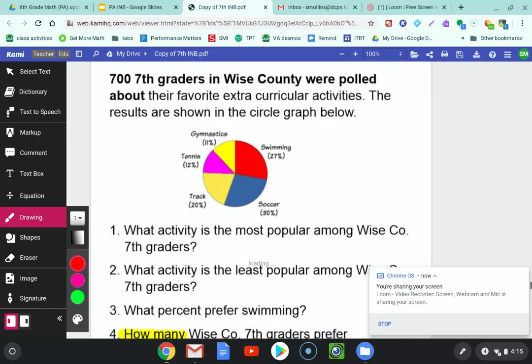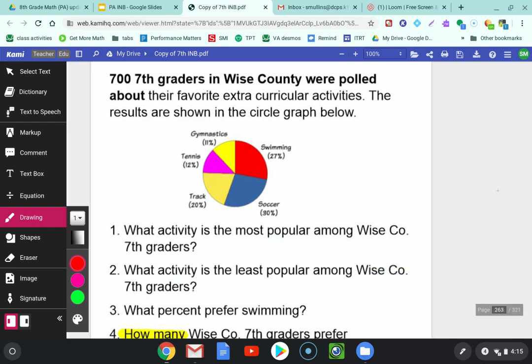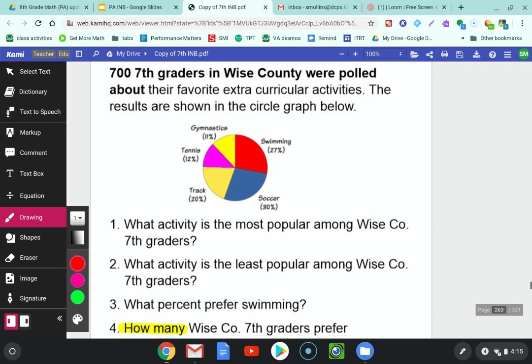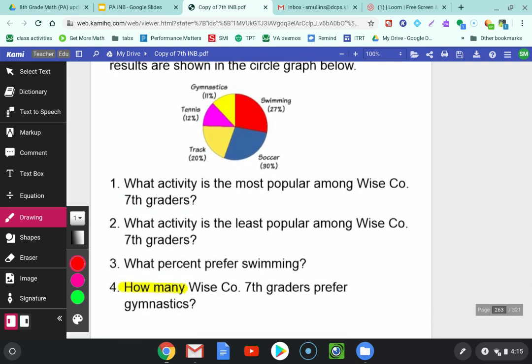Okay, so here we have that 700 seventh graders in Wise County were polled about their favorite extracurricular activities. The results are shown in the circle graph below. What activity is the most popular among Wise County seventh graders? Soccer had the highest percentage, so it was the most popular.